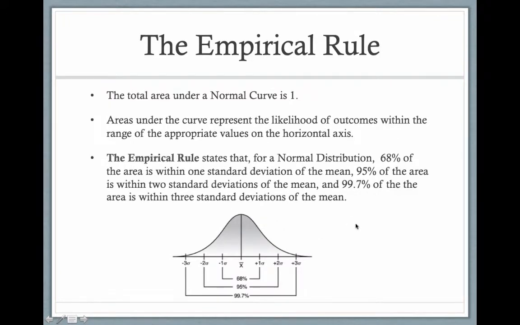The total area under the normal curve is 1. Areas under the curve represent the likelihood of outcomes within the range of the appropriate values on the horizontal axis. The empirical rule states that for a normal distribution, 68% of the area is within one standard deviation of the mean, 95% of the area is within 2 standard deviations of the mean, and 99.7% of the area is within 3 standard deviations of the mean. The mean is always in the center of the normal distribution.